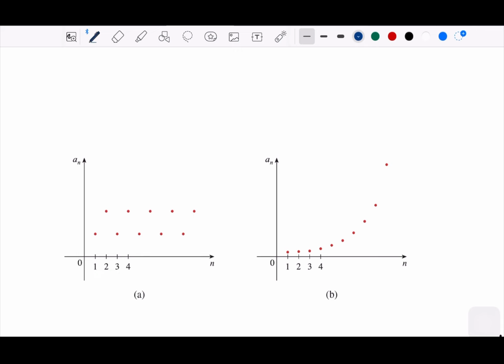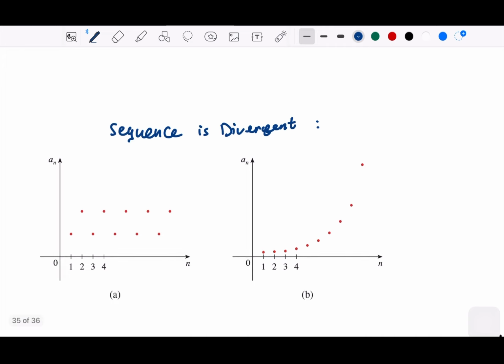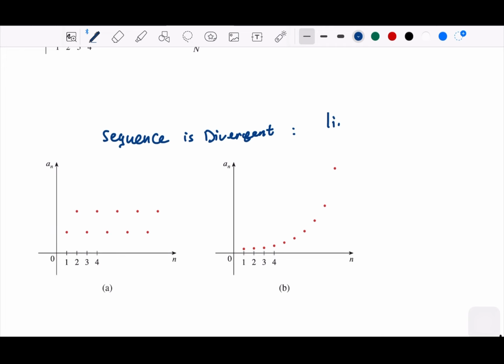So the sequence is divergent. This is a limit, or limit as n approaching infinity, the a_n is infinity. We can also write that.